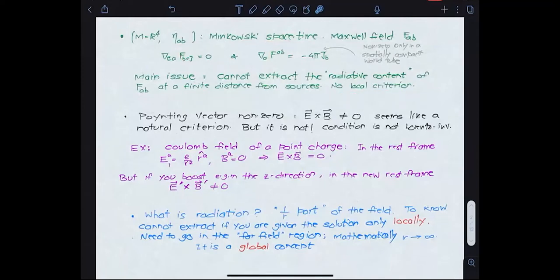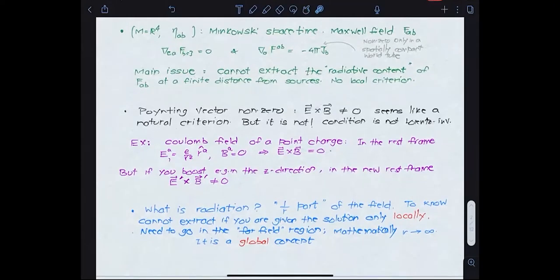Now, this might come as a surprise to you, and it comes as a surprise to many people, because you would say, but we got the Poynting vector, which you can use to calculate the flux of electromagnetic momentum, for example, across some two-dimensional surface. So one would say that if the Poynting vector E cross B is not equal to 0, then there is radiation. And this is a local condition. But it turns out that this is not true.